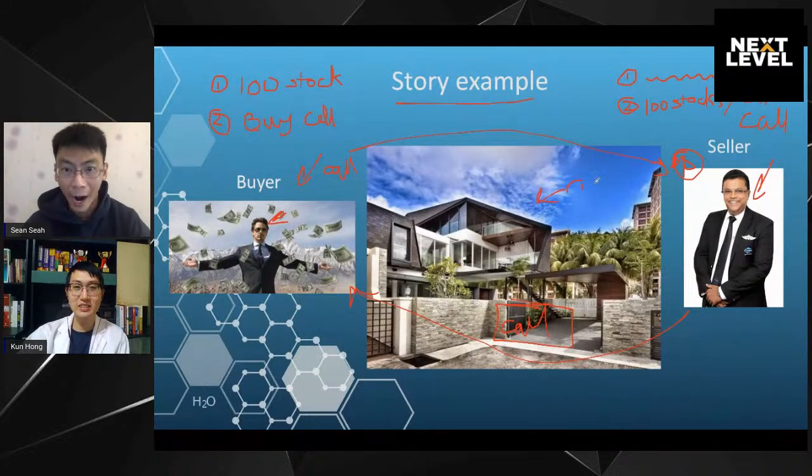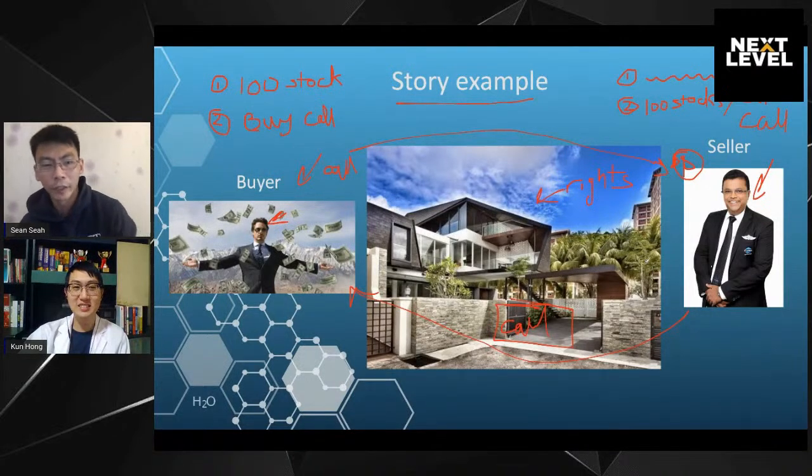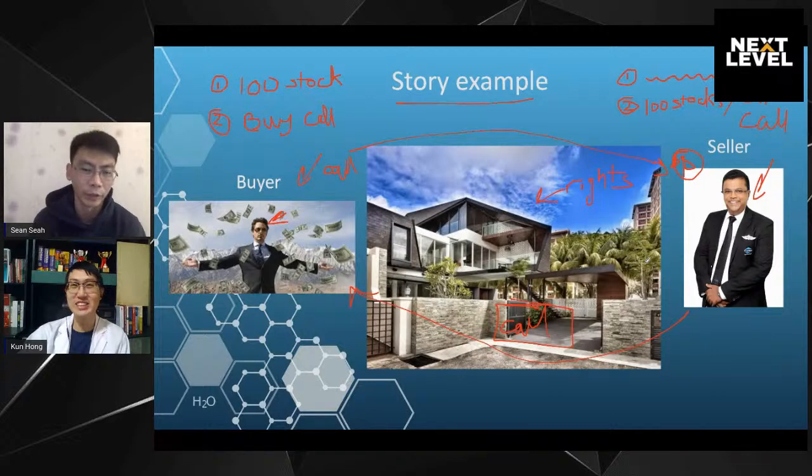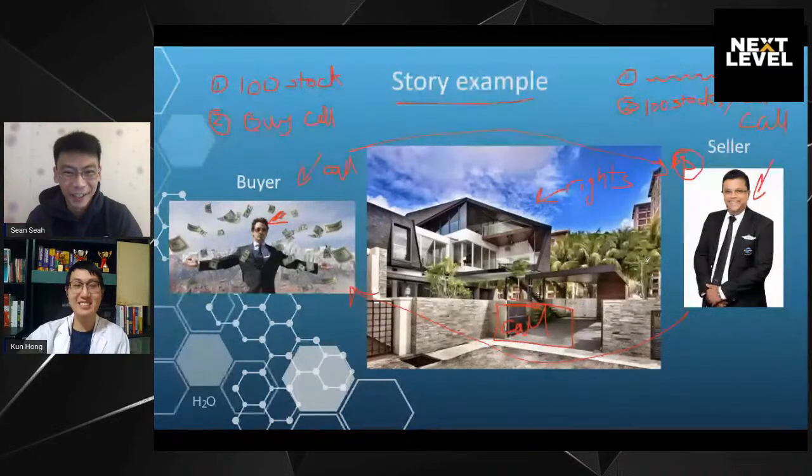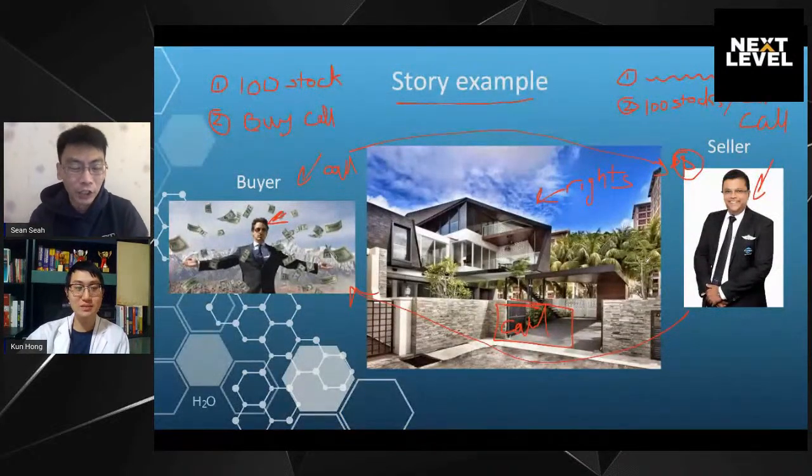You either have the house or the rights, like the OTP or the key, one of them. Basically the house must belong to you in some way, either through a contract or through actual ownership.